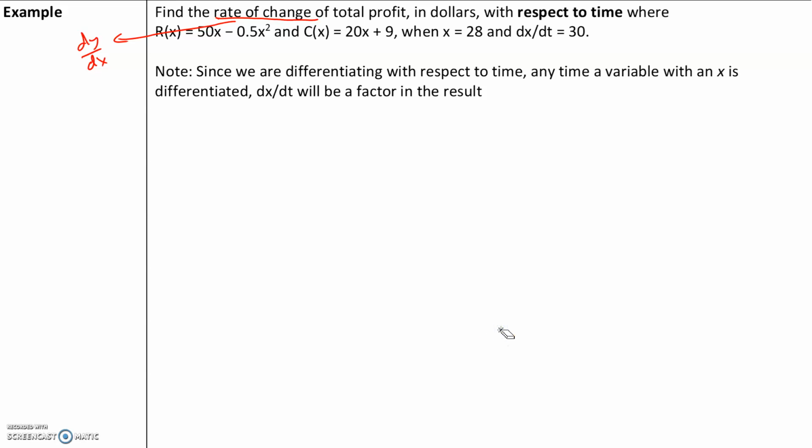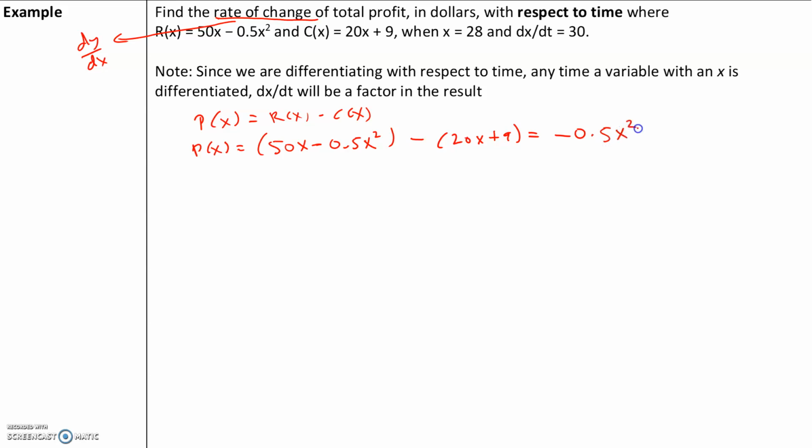First off, I want to find a profit function. So my profit function I know is going to be revenue minus cost. So my revenue function is 50x minus 0.5x squared, minus cost, which is 20x plus 9. If I simplify this a little bit, then this gives me negative 0.5x squared plus 30x minus 9.